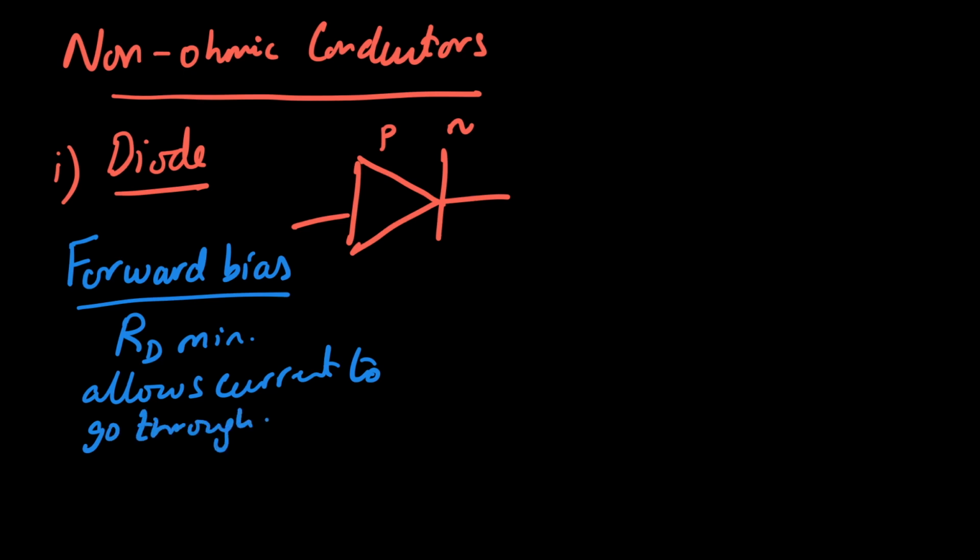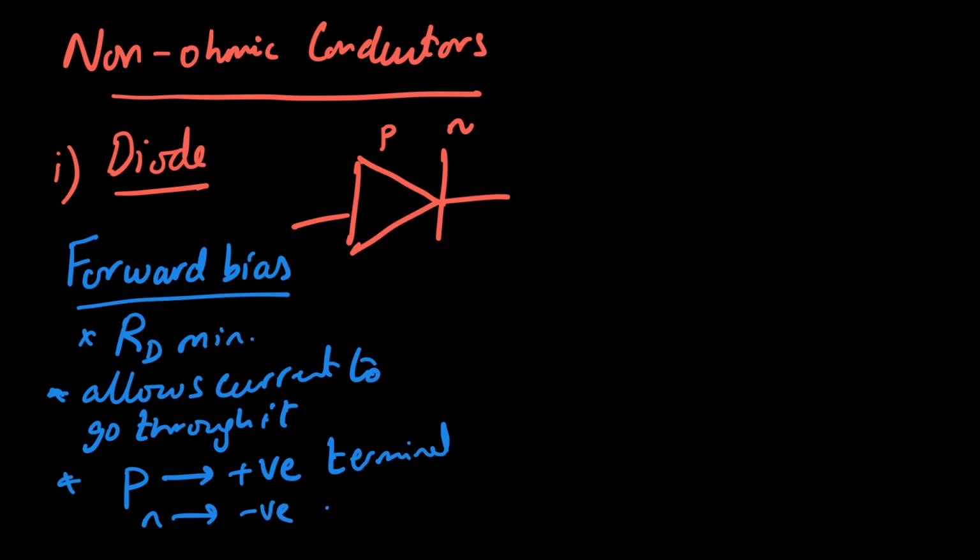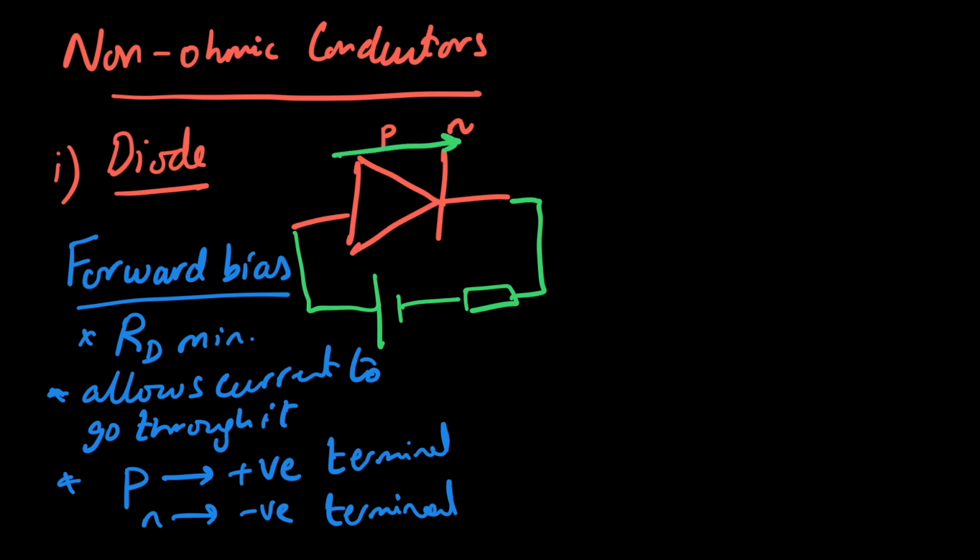And then to achieve this forward bias state, the P side must be connected to the positive terminal of the battery, and the N side must be connected to the negative terminal of the battery. In easier words, you have this diode, it must be connected in a circuit like this, and if it's connected like this, you will say it is forward biased. It will allow all of the current to go through.